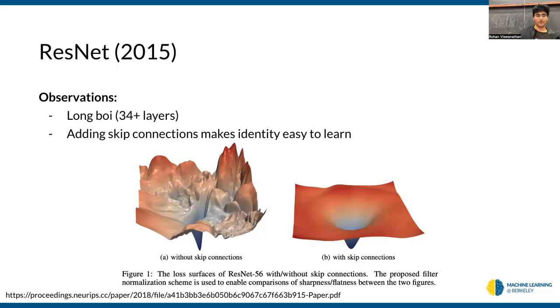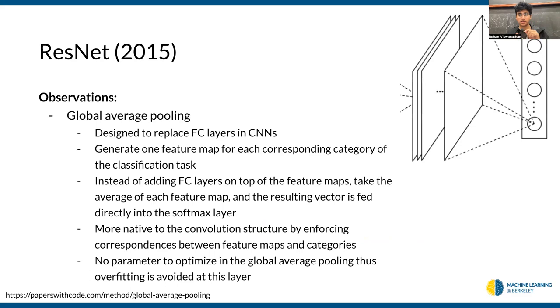So the next thing to talk about is global average pooling, which is designed to replace fully connected layers in CNNs. This is also used in ResNet in replacement of the fully connected layers. You're generating a feature map for each category of the classification task. So once you have the vector that you want to classify, your classification vector, you're generating a feature map for each of those, averaging those, and then that is fed into the softmax layer.